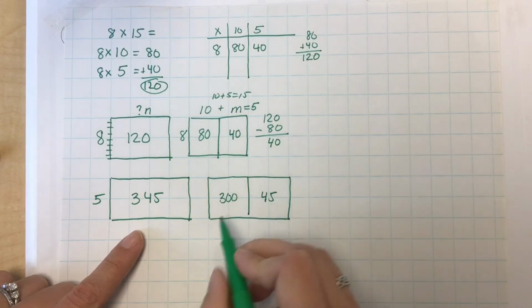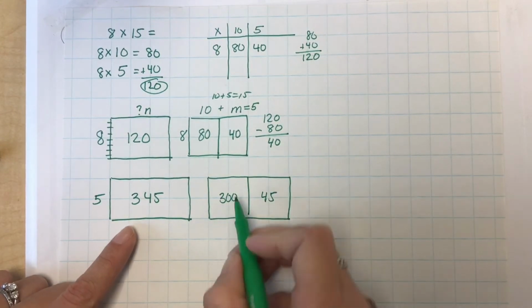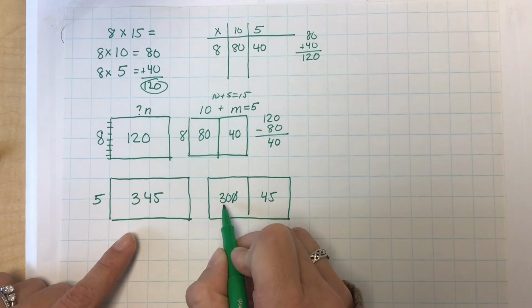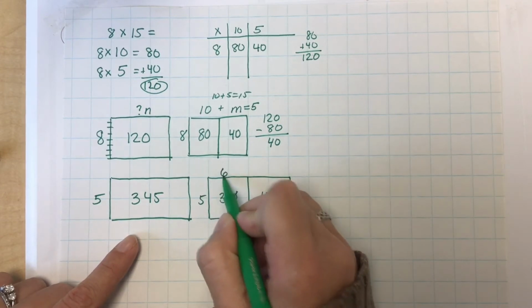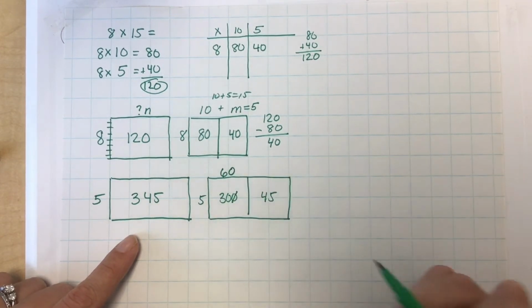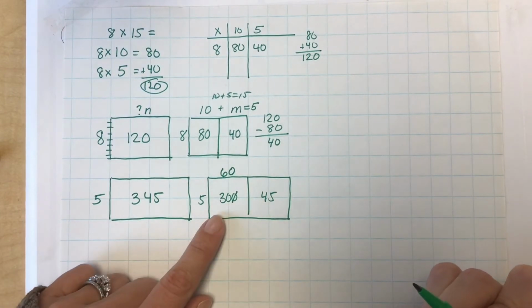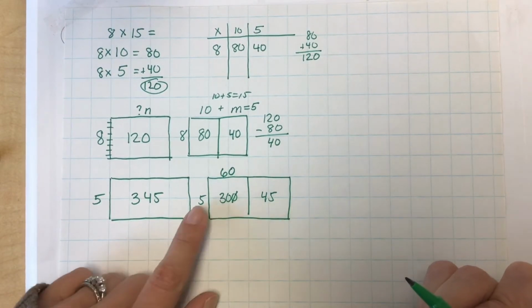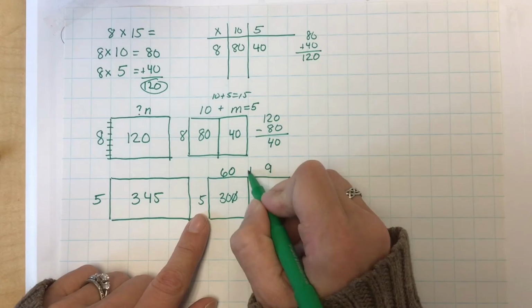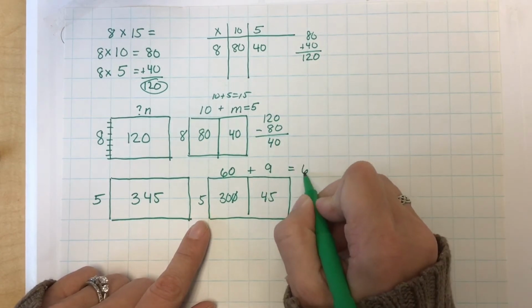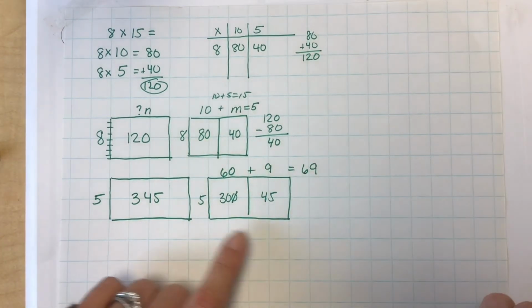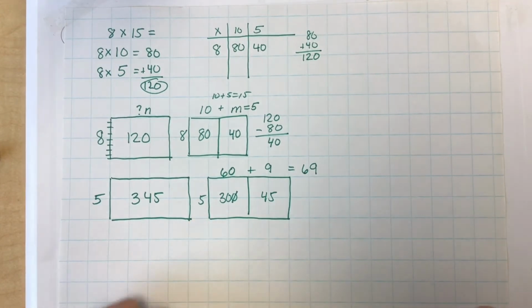I know that there are 6 5s in 30, so there must be 60 5s, using the power of 10, in 300, and 45 divided by 5 is 9. And if I add those together, then I get 69. So 69 times 5 is 345, and 345 divided by 5 is 69. That's how we use the box method.